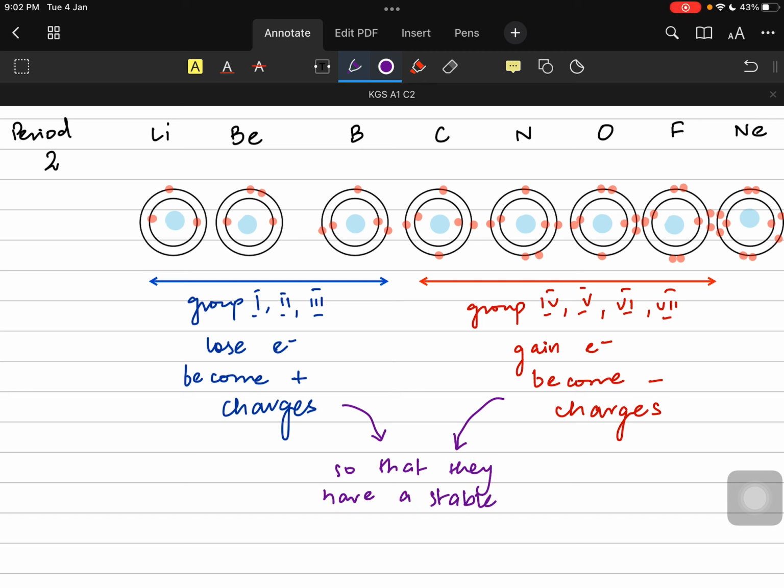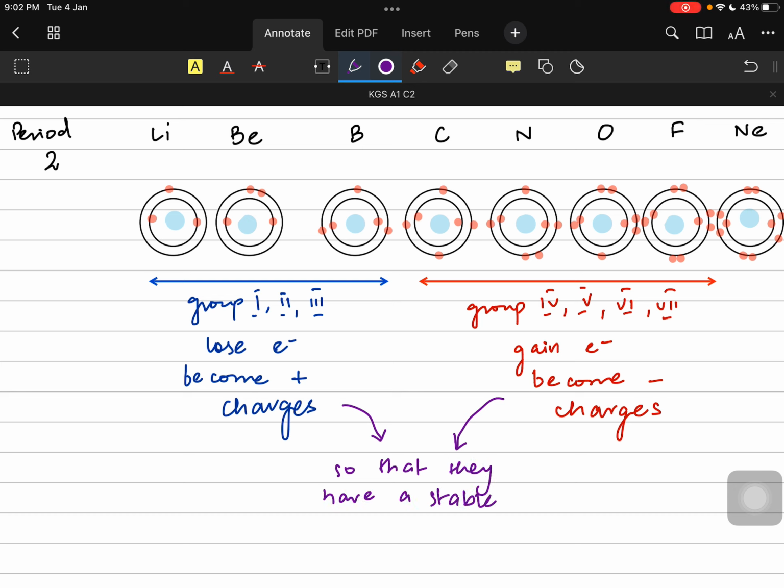What about group numbers 4, 5, 6 and 7? Group 4 will gain 4 electrons, group 5 will gain 3 electrons, group 6 will gain 2 electrons, and group 7 will gain 1 electron. That is why group 1 will always have a charge of plus 1, group 2 a charge of plus 2, and group 3 a charge of plus 3. Group 4 will have a charge of minus 4, group 5 minus 3, group 6 minus 2, and group 7 minus 1.